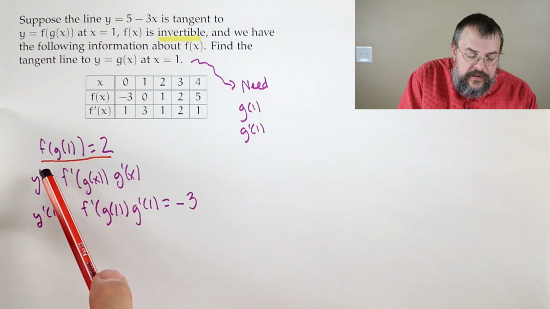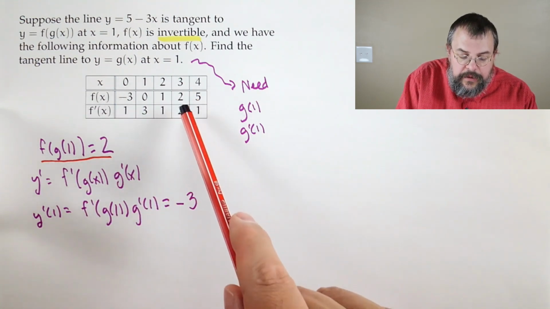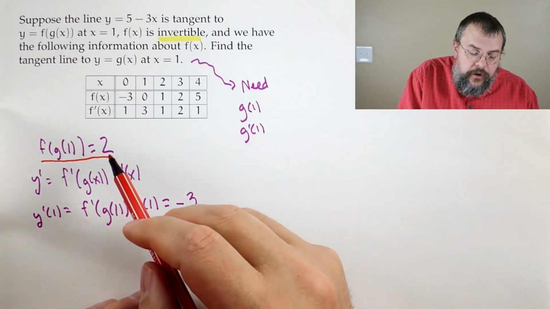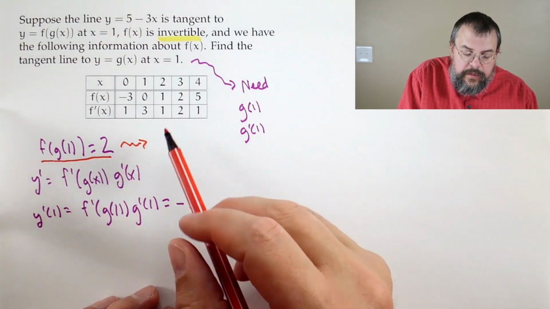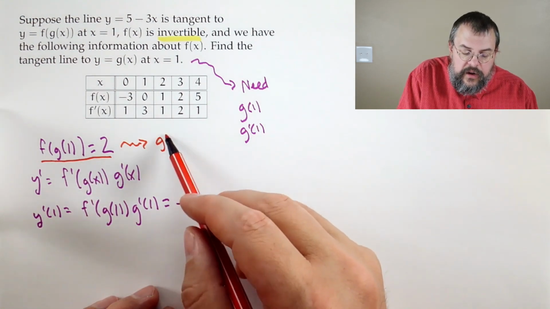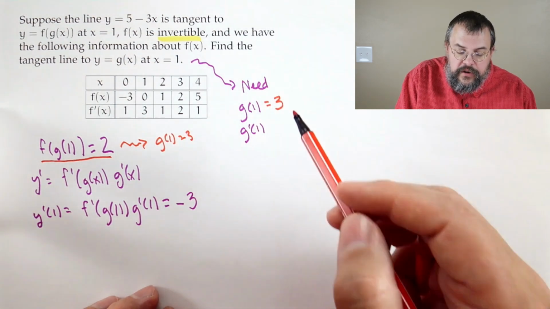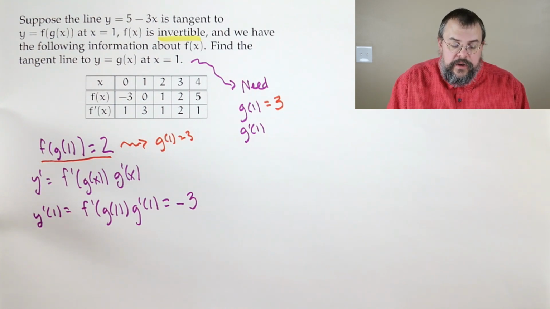So since I have f of 3 equals 2, and it's invertible, that says, look, the only way this is possible is if g of 1 has to be 3. So that's where we used invertibility. So we've now been told g of 1 equals 3. All right, what else can we say?